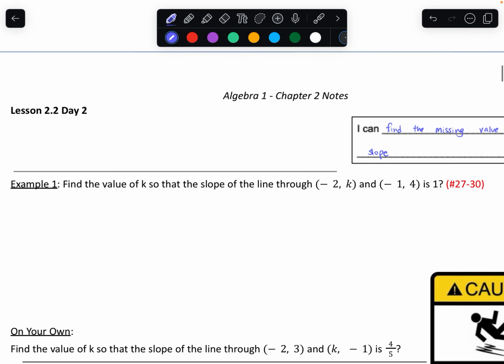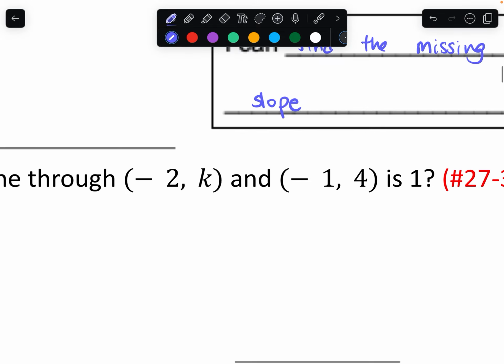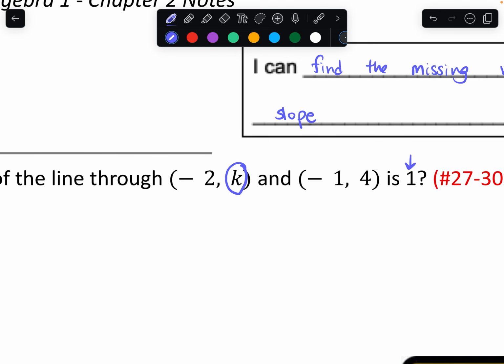So example number 1: find the value of k so that the slope of the line through -2 comma k, right? k is a missing value, and -1 comma 4 is 1. So you're trying to find the value that would work so that the slope of the line between these 2 points is going to equal 1. All right, so this is how I would approach it. I would approach it using the slope formula: m equals y2 minus y1 over x2 minus x1.